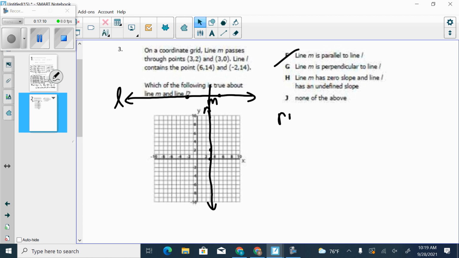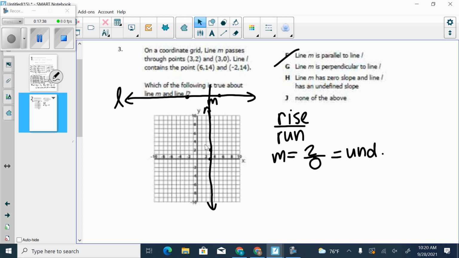Okay. All right, and then H says that line M has 0 slope and line L has an undefined slope. Okay, so let's think about that. Our slope is rise over run. Okay, the first line we drew, line M, it's rising, right? It's going up. At some point, what was it? It went up by 2. But did it go left to right and did it run? No. And can you have 0 in the bottom of a fraction? No. So this one is undefined.